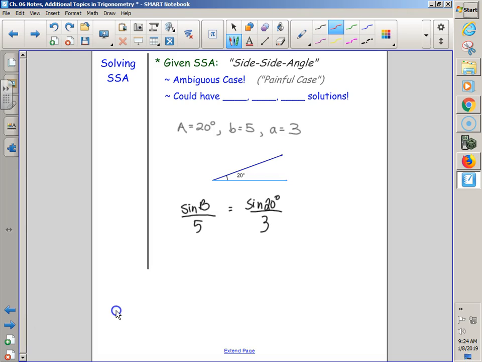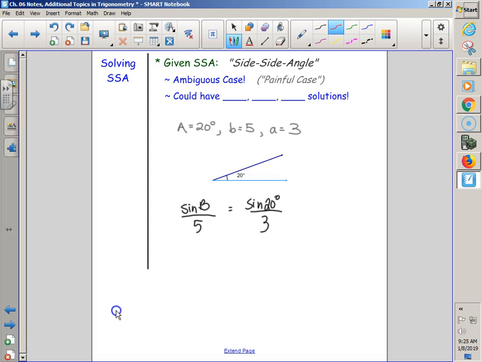Whoa, whoa, whoa. Why did I write the formula the other way? Any ideas? What's my unknown? The angle. So what am I going to put on top? The part with the angle. It's just a simpler way of doing it.